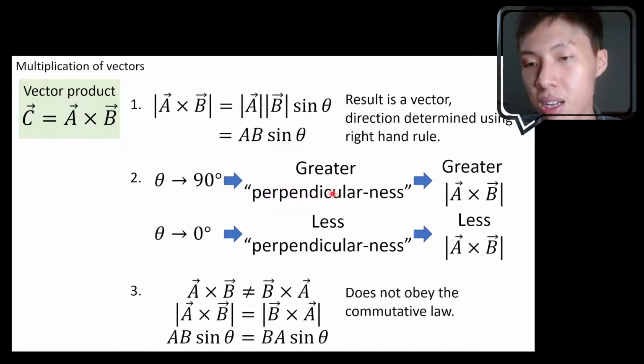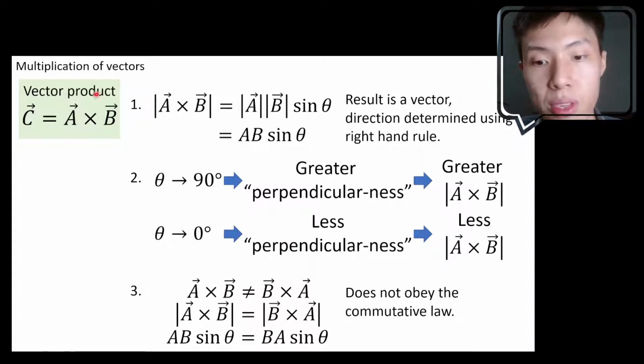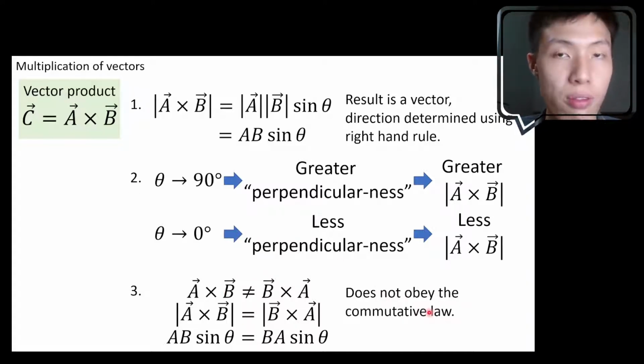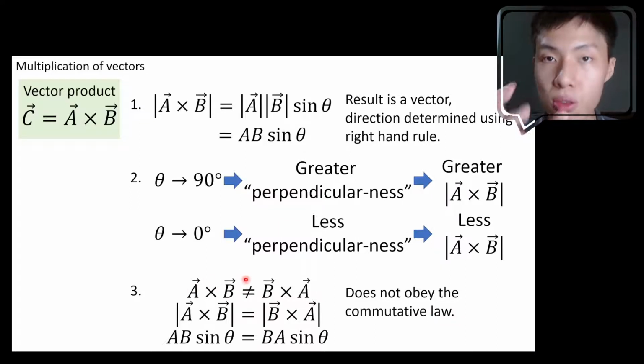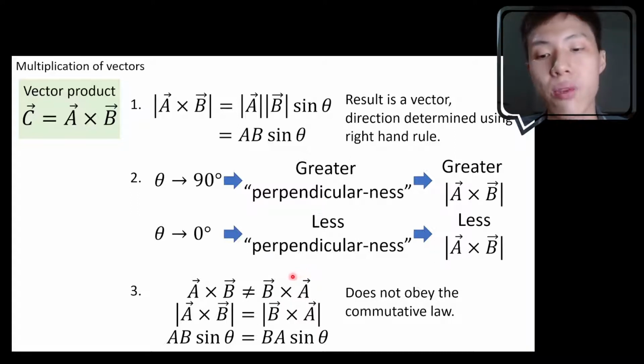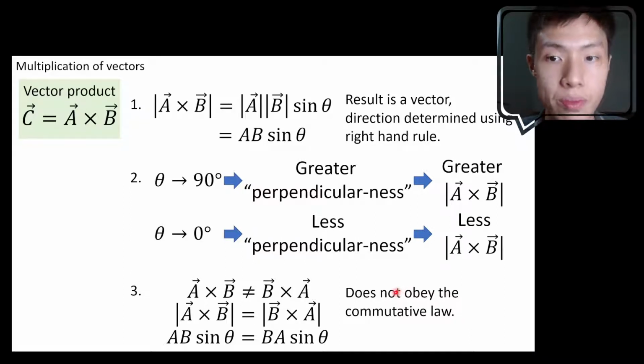Then the most recent thing that you have learned is that vector product does not obey the commutative law. When you commute between A and B, the magnitude is still the same, but the direction of the vector product will be flipped to the opposite. That's why we say that vector product does not obey the commutative law. So let's try to visualize these three things on the diagram, in a more pictorial way.